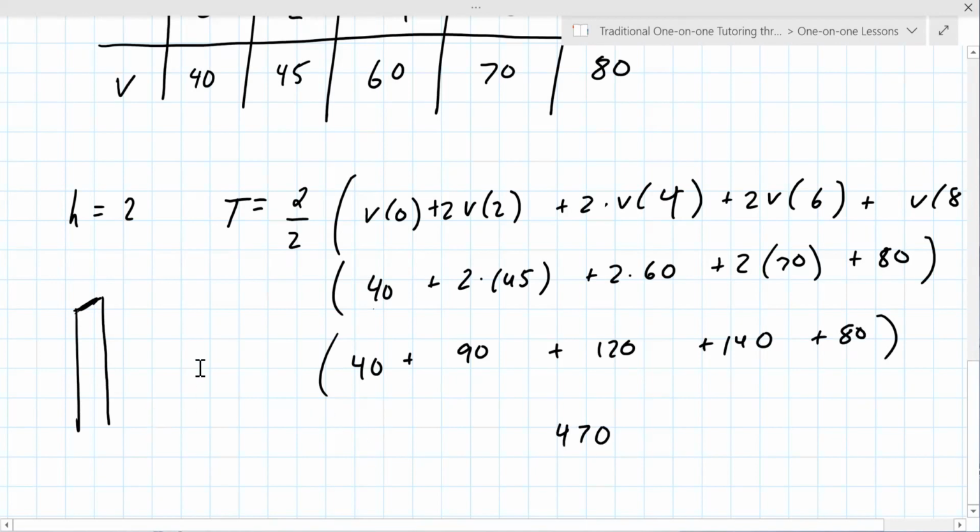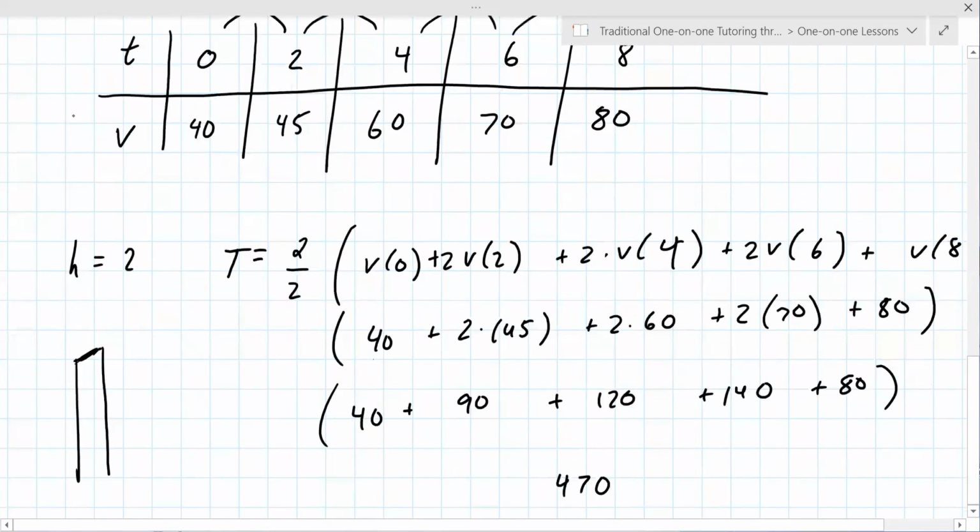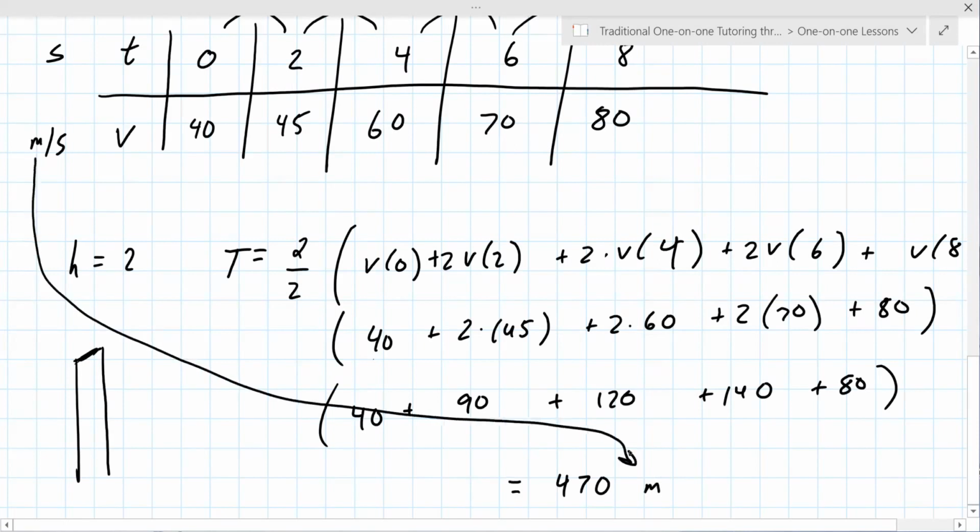Yeah, 470. Okay, now this is important. Let's just say this was in minutes. No, that wouldn't be reasonable. They wouldn't do that. It would be in seconds, and velocity would be in meters per second. The area would be in meters, and you might actually get a problem like that. So that's why that's worth bringing up. The units do matter here. It's like taking a physics class or something like that.